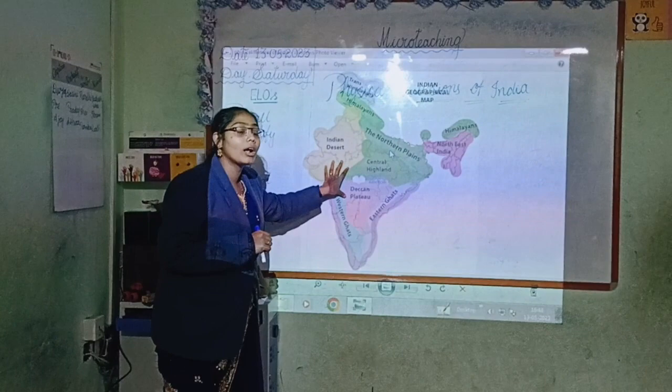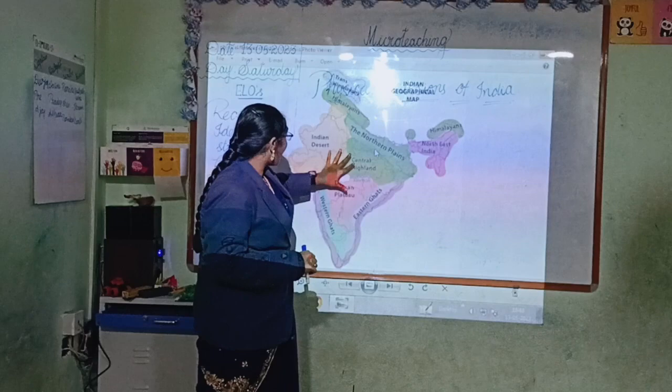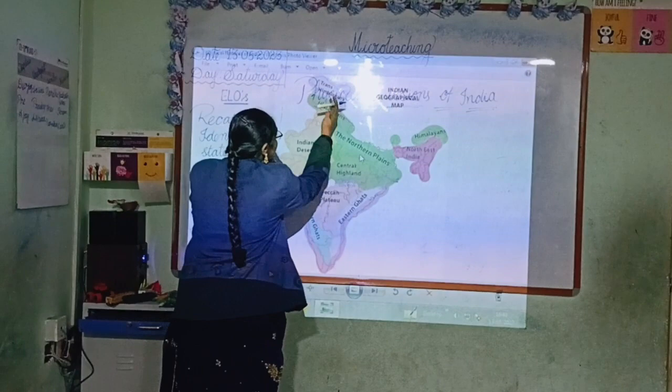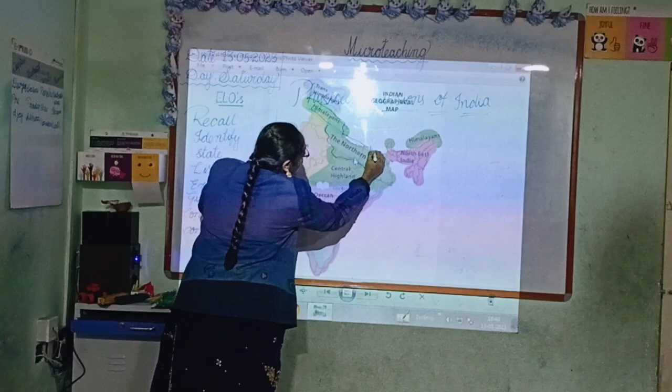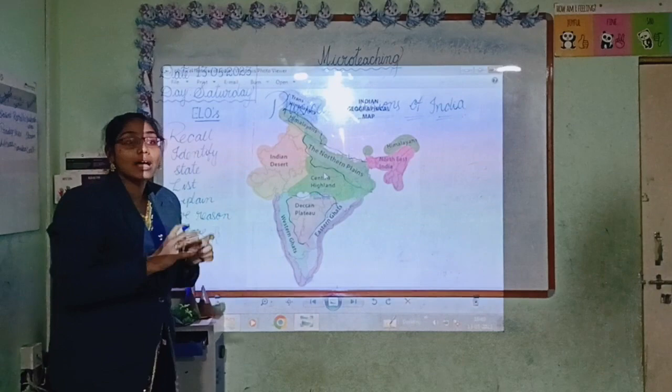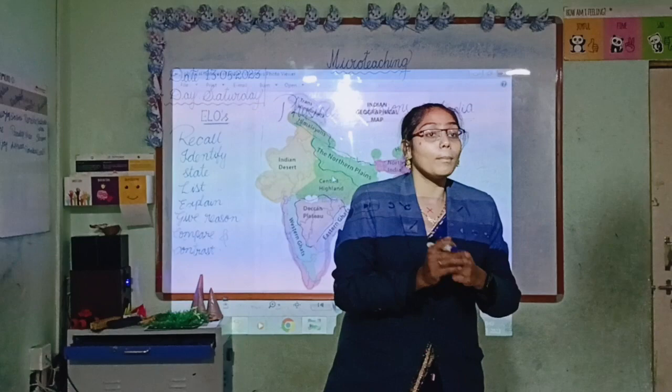So, as you can see, this map is an India map. Can you please tell me why there are different regions in this map? Observe this. Compared to this, this region is different. Can you observe the shape? Compared to this region, here the region is different. Why are all these regions different? Because our India is a vast country. Because of that, we have different regions in our country.